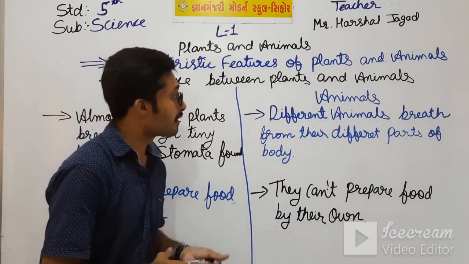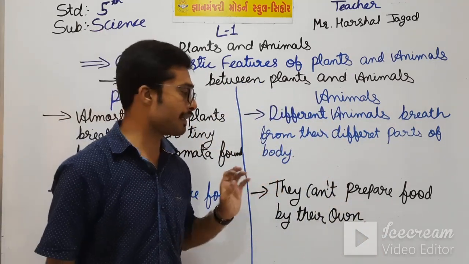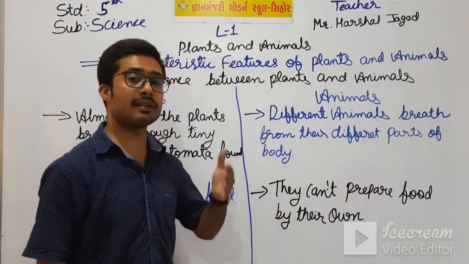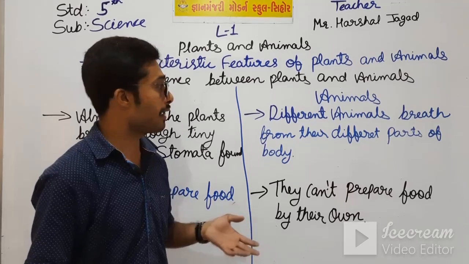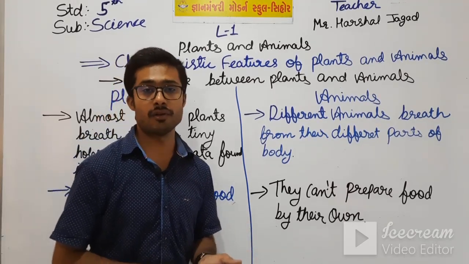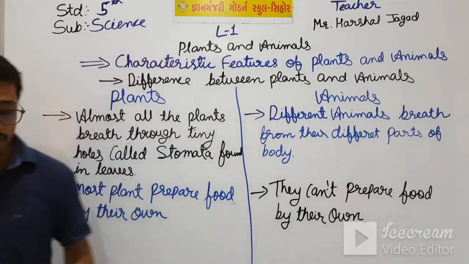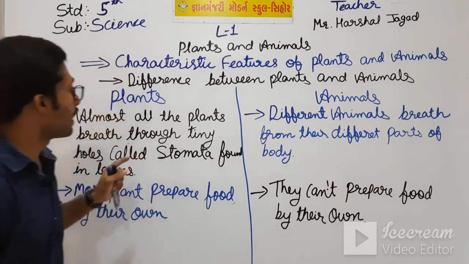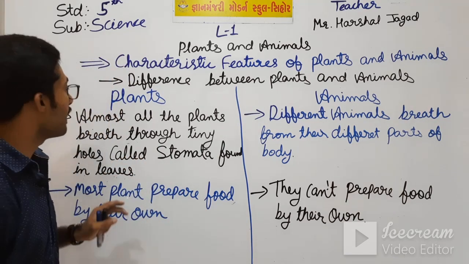So the animals can't prepare food by their own. They need to eat plants or other animals for their growth, for food, and for energy also. Okay students, so these were the first 2 points of the difference between plants and animals.